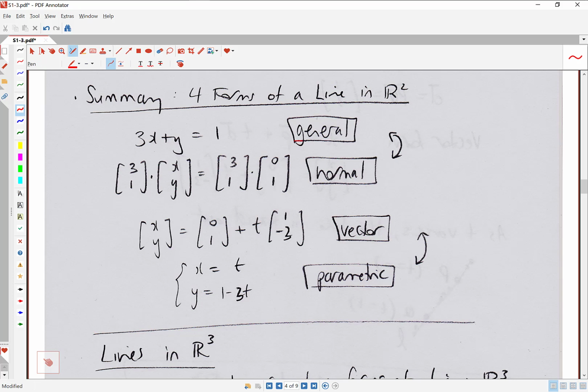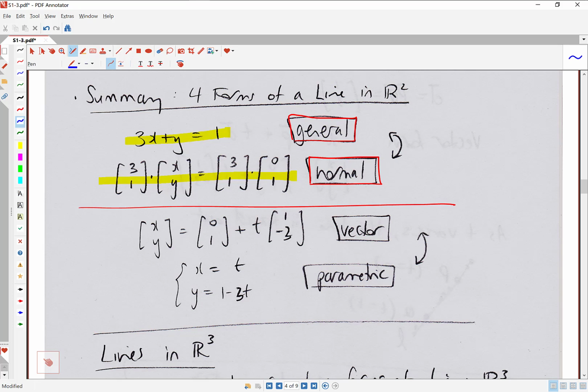First one we saw was general form, and we saw that was closely related to normal form. So let's talk about those two first and make a connection between them. General form is probably the one that feels most familiar. It's just where you've got your variables on the left side, some constant on the right side. And if you rewrite that as n.x equals n.p, then you've put it into normal form. So it's easy to move between general and normal form.